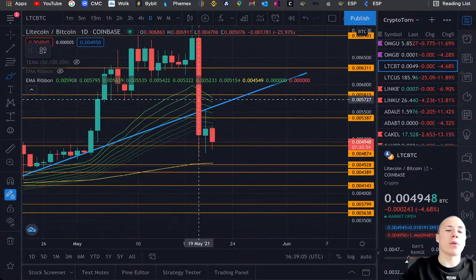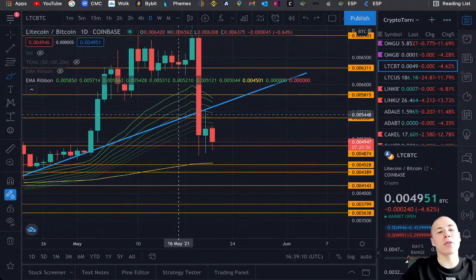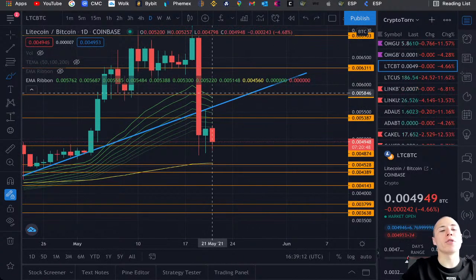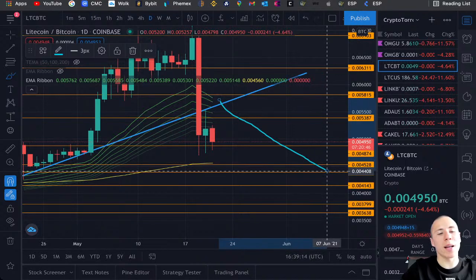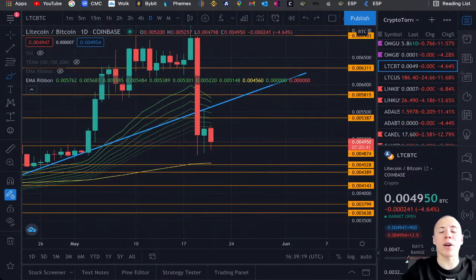But if a crossover is made here and the shorts are taking over the longs on the Litecoin compared to Bitcoin chart, for sure we will be seeing more downward momentum being created, and Litecoin heading towards the $122 or $110, as I showed you before.